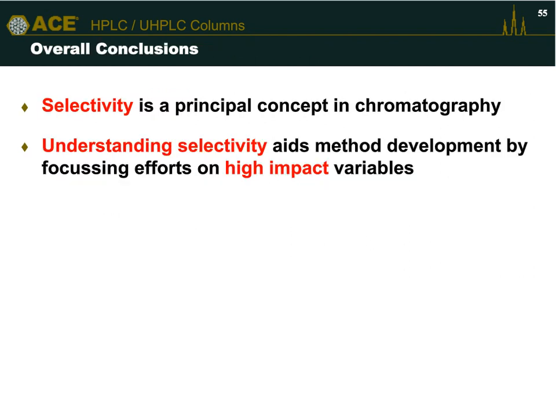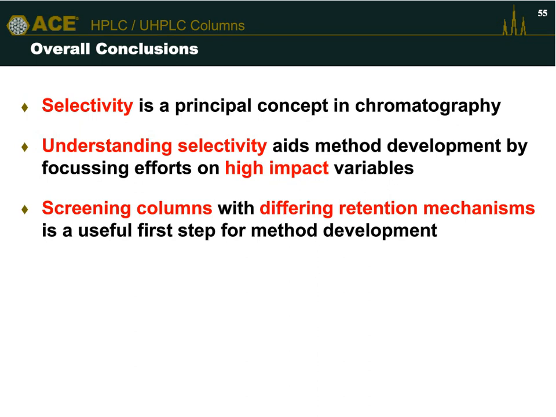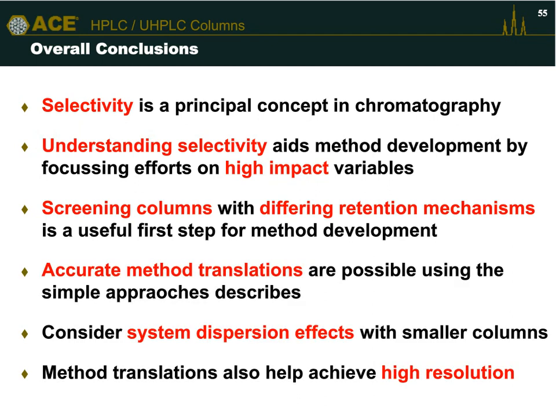So just to finish that up now, because I'm a few minutes later than I'd hoped to be, hopefully you've heard selectivity is the key in chromatography. Understanding selectivity can be very powerful. It helps you with your method development, helps you achieve your goal faster. Screening columns with different retention mechanisms exploits selectivity and helps you achieve your method faster. From a translation perspective, using the equations I've described, it can be very straightforward for isocratic and gradient separations.